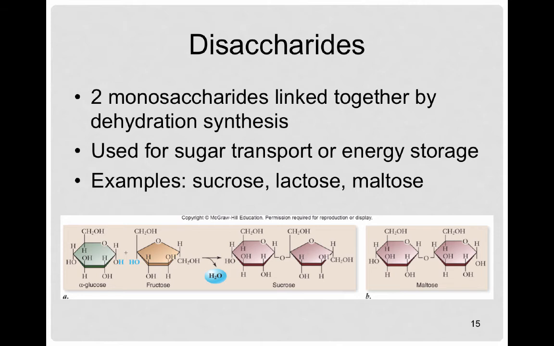So sucrose, lactose, which is milk sugar, right? Maltose, malt sugar. Did you notice the end of every sugar molecule when you're a monosaccharide and a disaccharide, you always end in "ose." That's not true for polysaccharides, but for the first two categories it is.